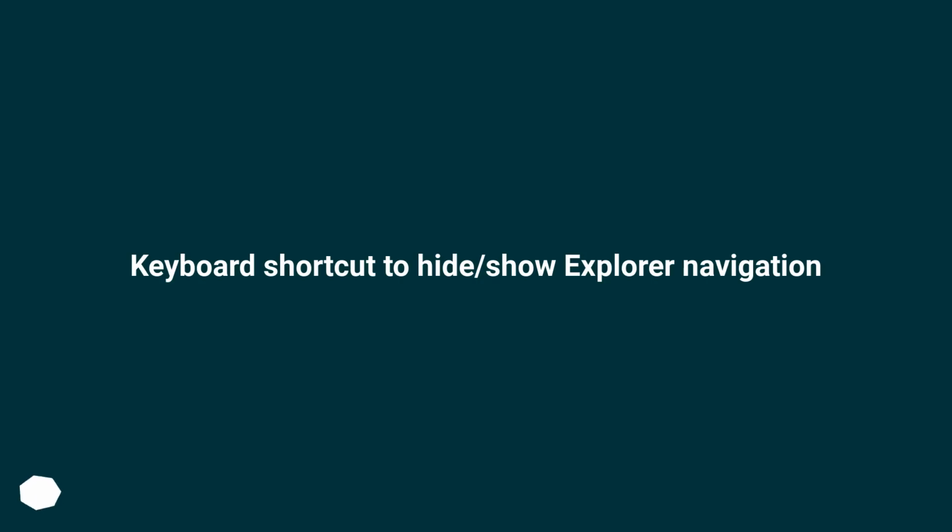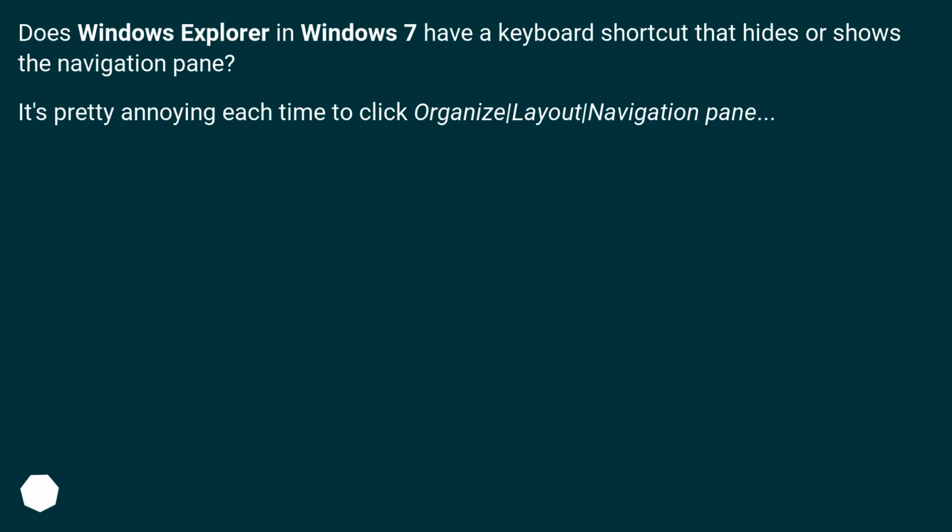Keyboard shortcut to hide/show Explorer navigation. Does Windows Explorer in Windows 7 have a keyboard shortcut that hides or shows the navigation pane? It's pretty annoying each time to click Organize, Layout, Navigation pane.